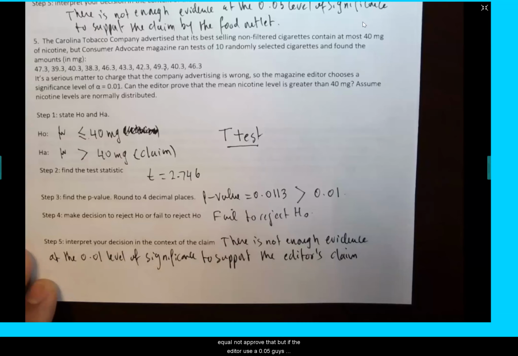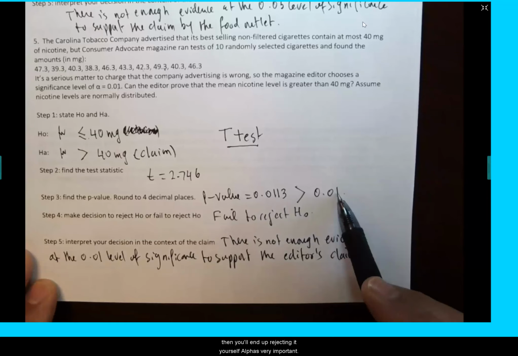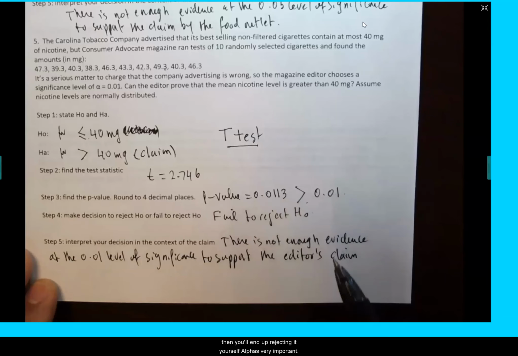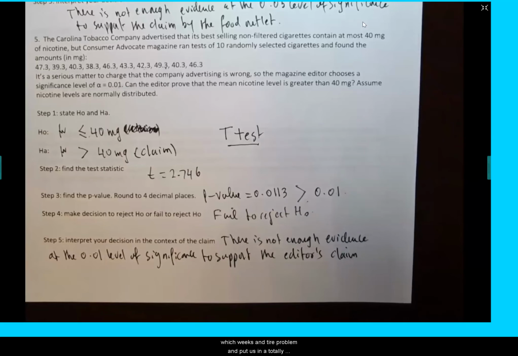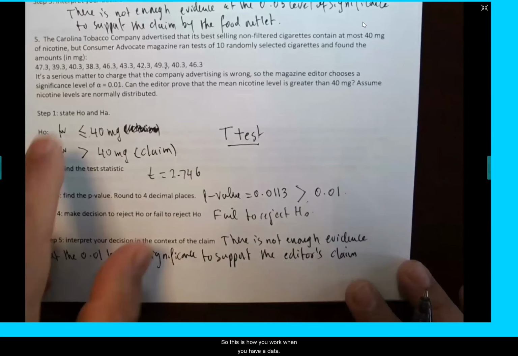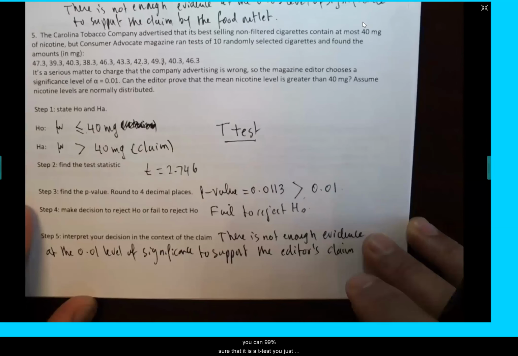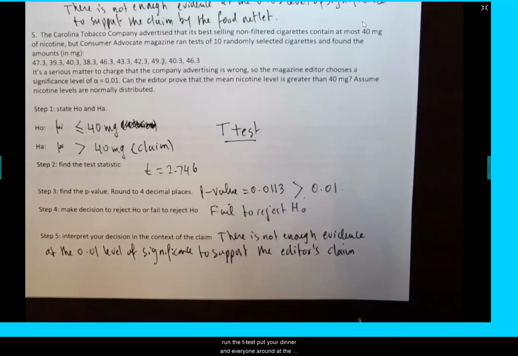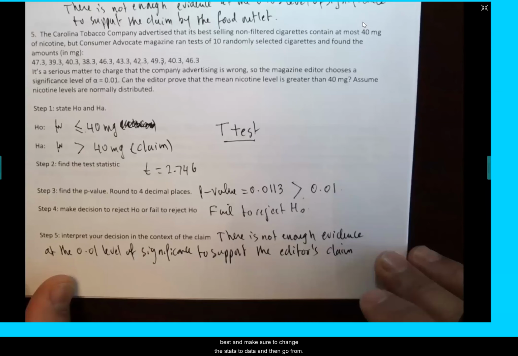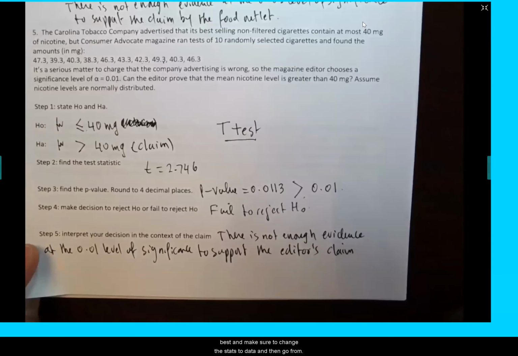But if the editor uses 0.05, guys, then you will end up rejecting H0. So alpha is very important. If you change the value of alpha, it will tweak the entire problem and put us in a totally different direction. So this is how you work when you have a data set. All right. Any questions, guys, about this one? So again, when I give you a raw data set, you can be 99% sure that it is a t-test. You just run the t-test. Put your data in L1 and run the t-test and make sure to change the stats to data and then go from there.